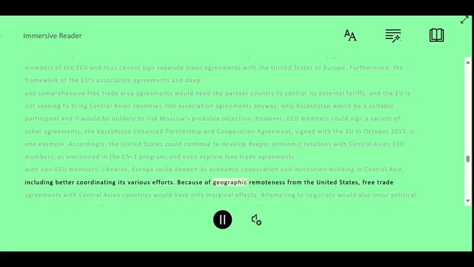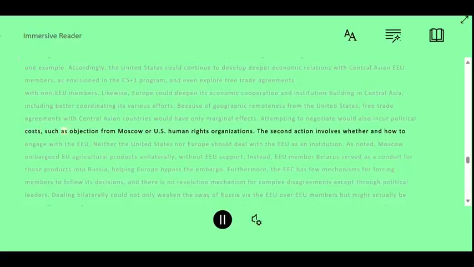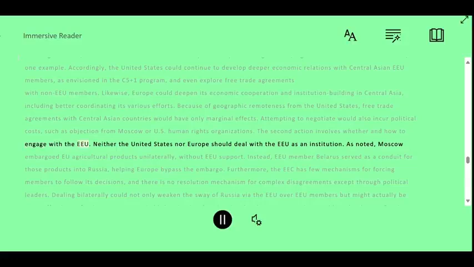Because of geographic remoteness from the United States, free trade agreements with Central Asian countries would have only marginal effects. Attempting to negotiate would also incur political costs, such as objection from Moscow or US human rights organizations. The second action involves whether and how to engage with the EU.